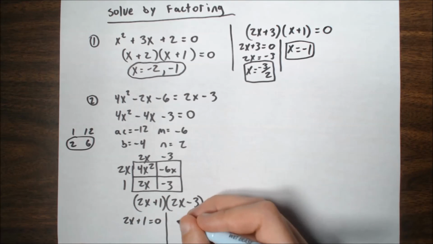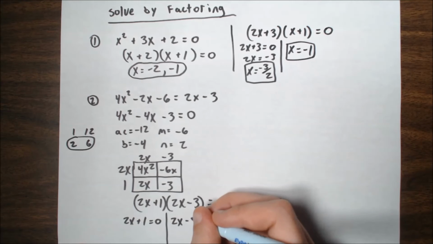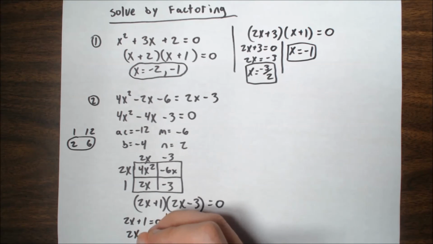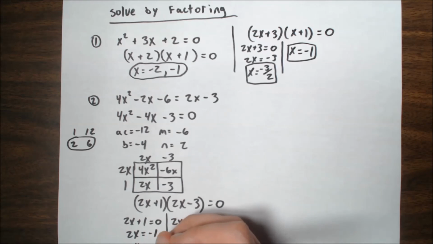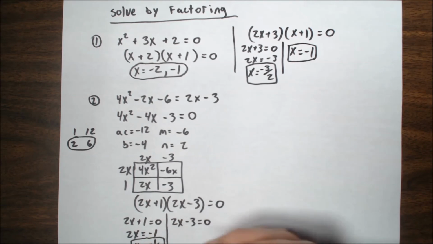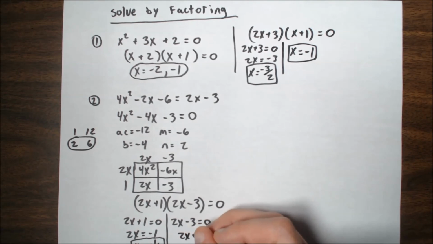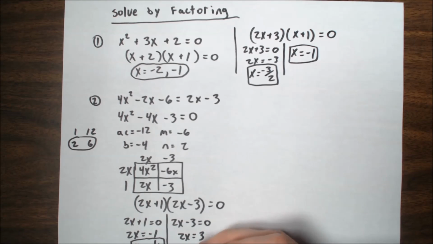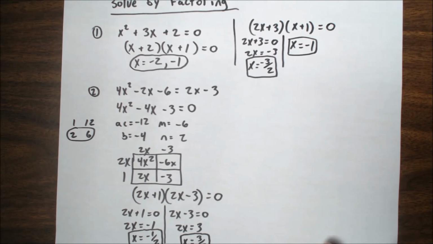I encourage you to do as much mental math as possible, as long as you're good at it and you're being careful. I'm going to subtract 1 and divide by 2. And on this side, I'm going to add 3 and divide by 2. So I have two solutions, negative 1/2 and positive 3/2.